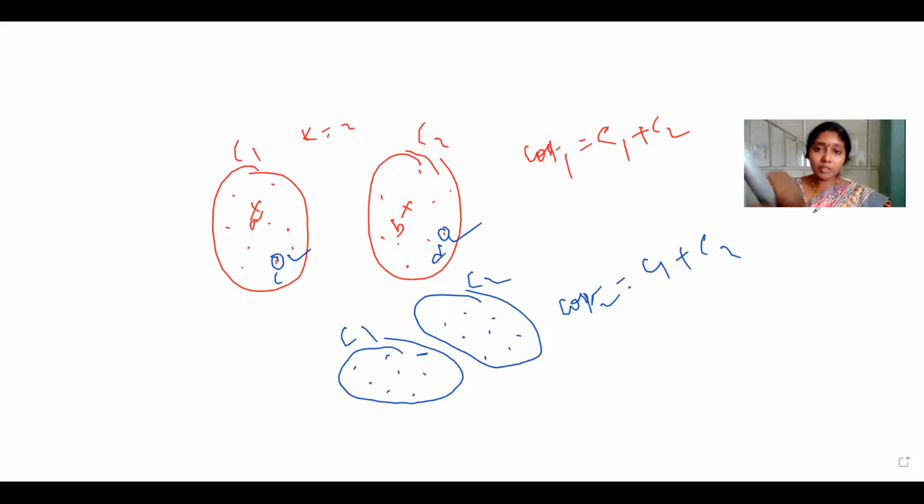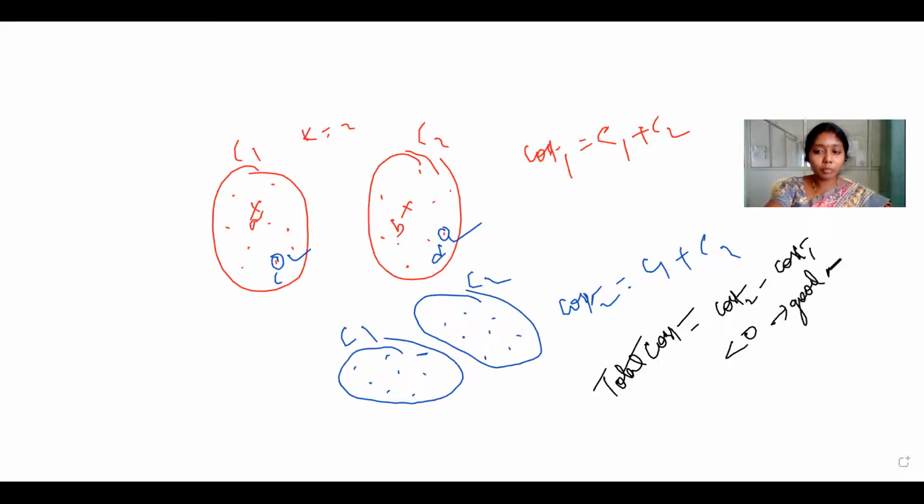So here, how do we decide whether this step is a good step or not? We need to calculate the total cost. The total cost is equal to cost 2 minus cost 1. This should be negative. If this is negative, the move is a good move. Good move in the sense that you can proceed with these new representative objects to the next iteration.